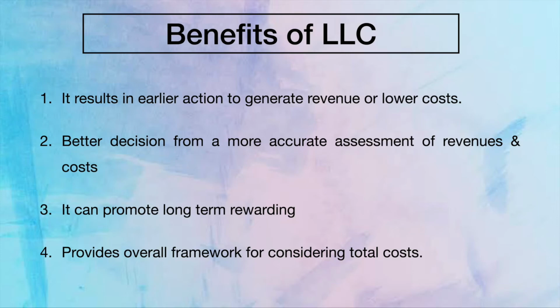Number 4, provides an overall framework for considering total cost. So I know the whole picture of the product, right? When does it start? What is the process of manufacture? How are the consumers going to use the product or benefit from the product, and how will they dispose of it? I have the complete picture of the product under life cycle costing. I'm not just bothered about how I should manufacture it, is my sale done, am I earning profits? No, I am looking at the entire picture or the entire framework of the product.